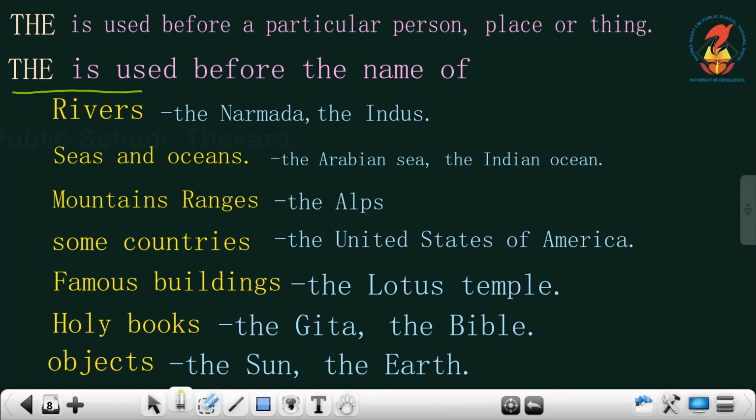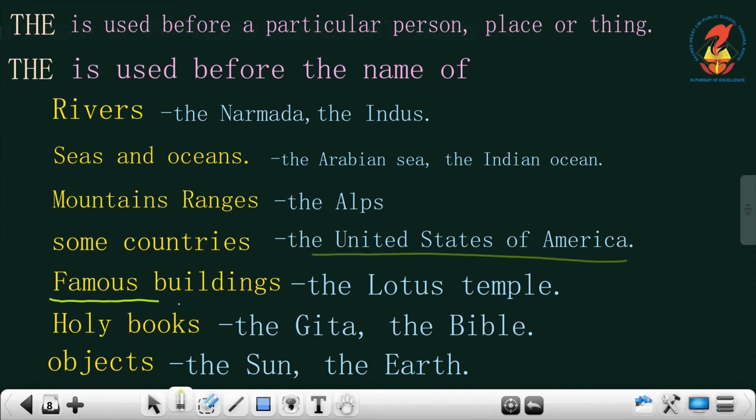Article the is used before the names of rivers. Example, the Narmada, the Indus. Article the can be used before seas and oceans. The Arabian Sea, the Indian Ocean. Article the can be used before mountain ranges, the Alps, before some countries, the United States of America.